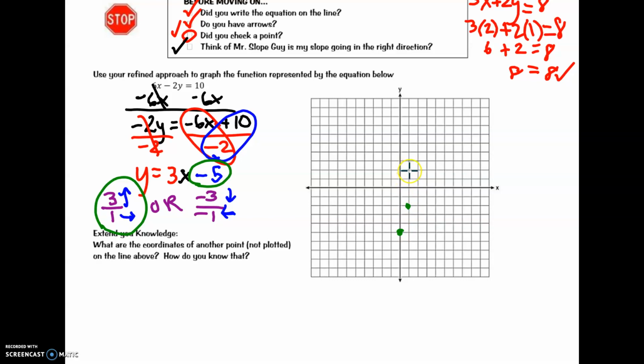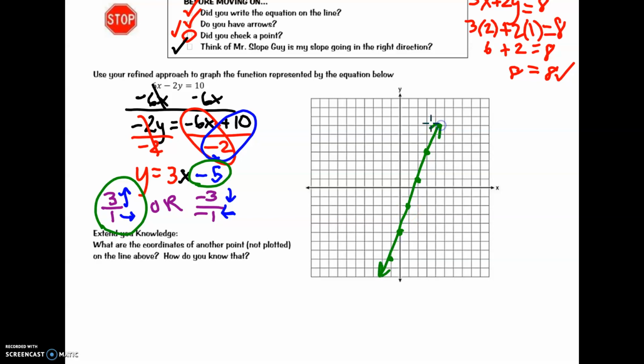1, 2, 3 up and 1 to the right. 1, 2, 3 up, 1 to the right. And I'm going to do one in the opposite direction just so I can practice that as well. 1, 2, 3 down and 1 to the left. So now I have 5 points. I am ready to connect my points.